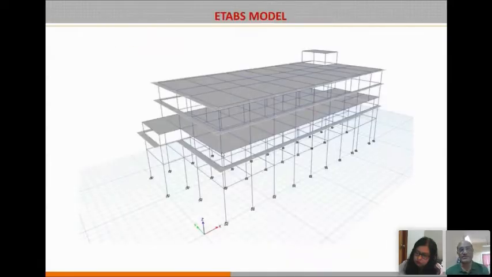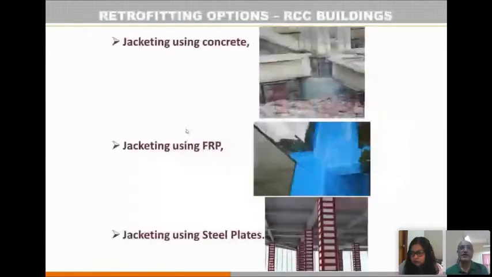After which you have to identify the deficient members, and once the deficient members are identified, carry out the checks at the global level, total drift and lateral strength, as well as at the element level, and then appropriately decide which retrofitting options you have to go for.